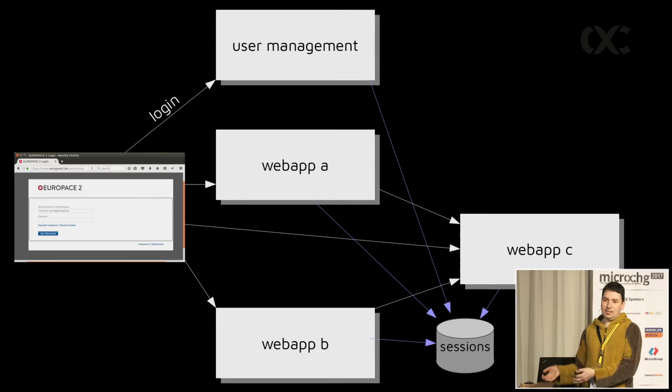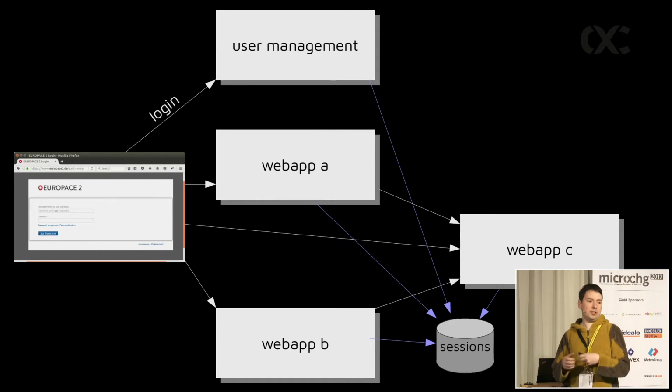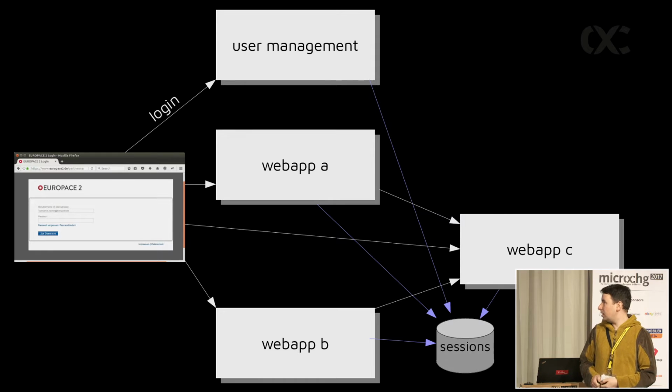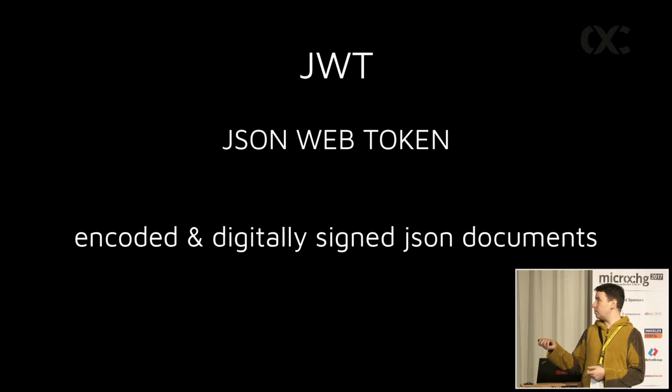Now, this works fine with only a few web apps. But we're going to go to microservices, and we will have dozens of microservices, maybe hundreds, and you're not supposed to do microservices like that. You should not have a central database that is accessible to all services. So we have looked for another, more decentralized solution. And we found JWT, JSON Web Token. People say JWT token. And it's basically a bunch of encoded and digitally signed JSON documents.